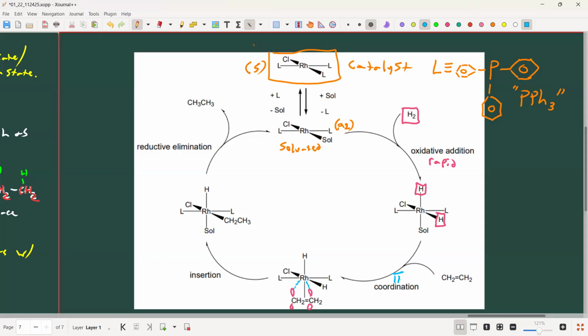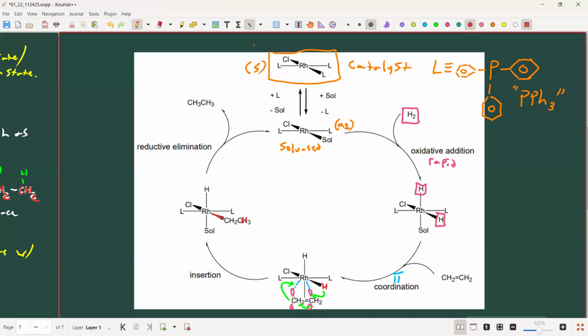And then what happens is one of these H's attacks one of the CH2s, and then you form a single bond between the rhodium and the other carbon. So this attacks here, and we form a bond. Well, it does it the other way, but you get the idea. So now we have one of the hydrogens here, and we have a formal single bond between the carbon and the rhodium. So this is H insertion.